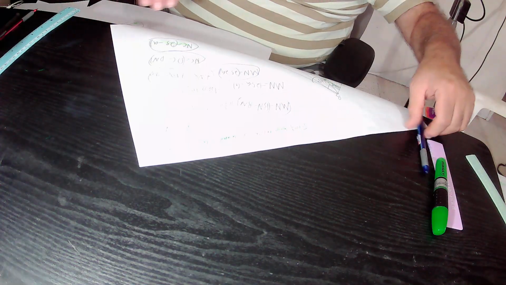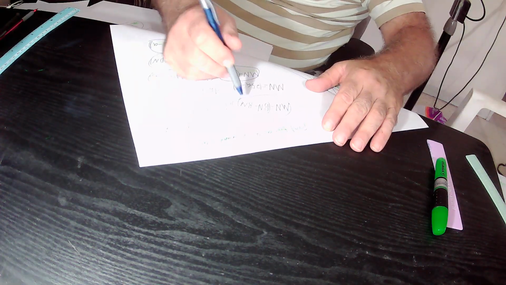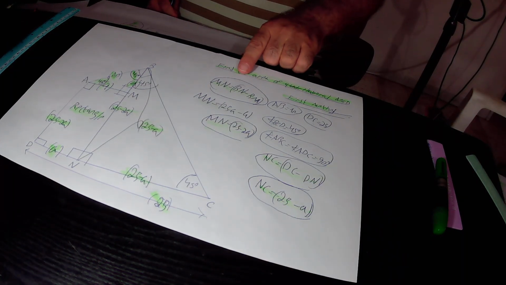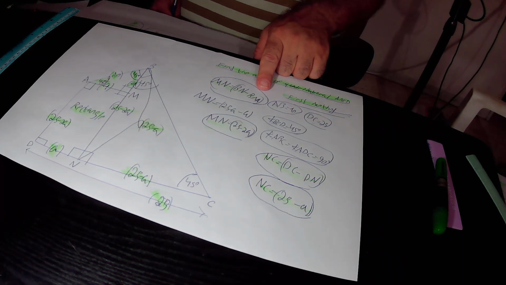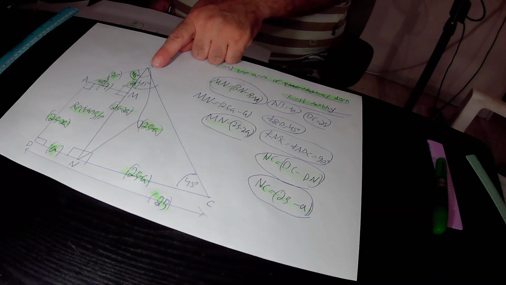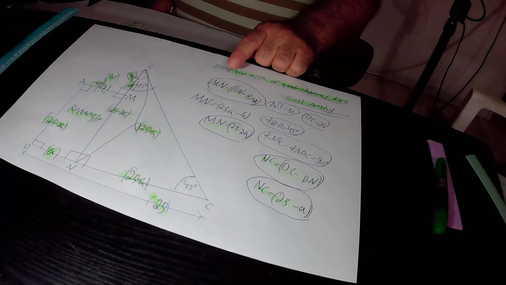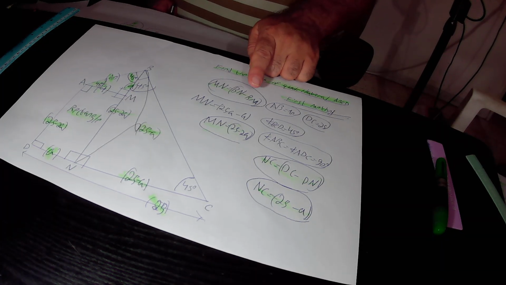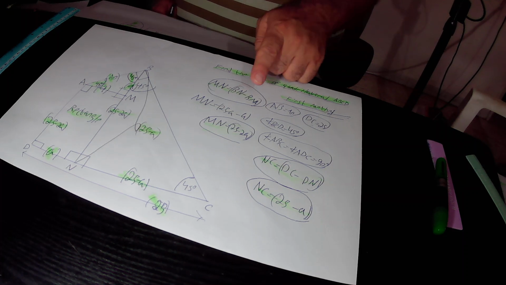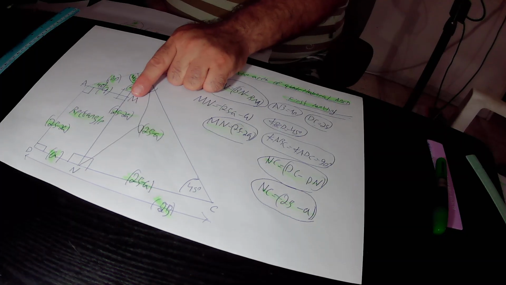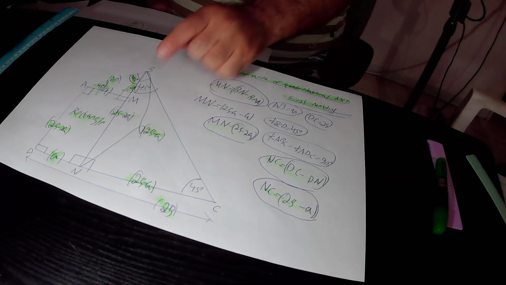This letter is letter M. Then again, MN equals BN minus BM. So MN equals BN, that is 25 minus A, minus BM, that is A. So in total, MN equals 25 minus A minus A. 25 minus A minus A is 25 minus 2A. So MN equals 25 minus 2A units in its length.